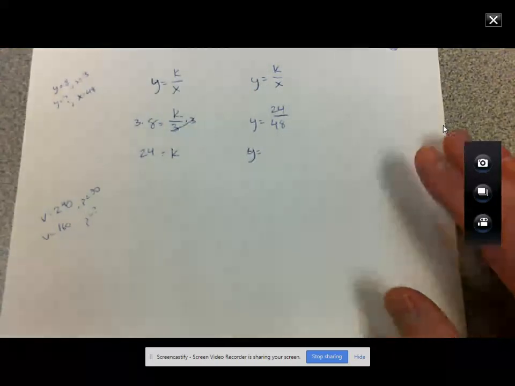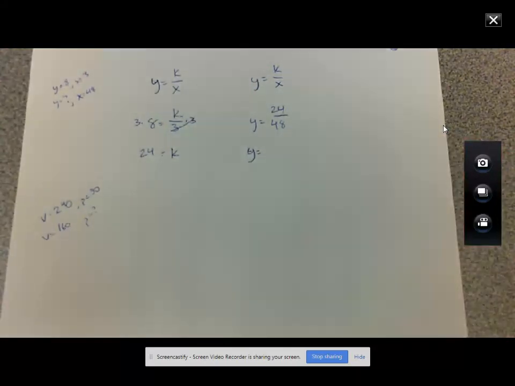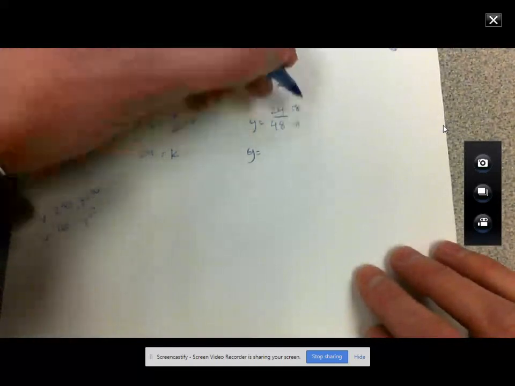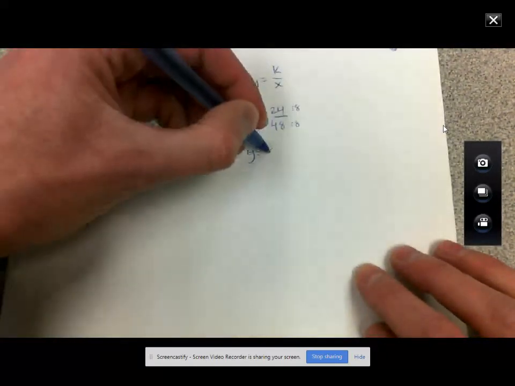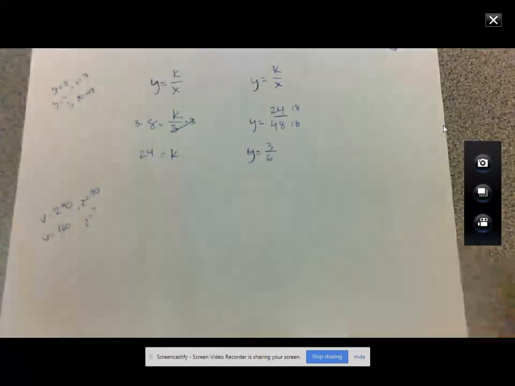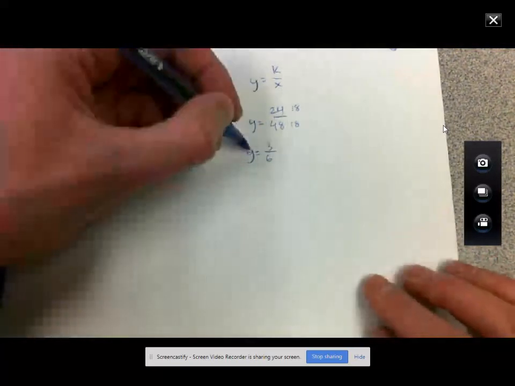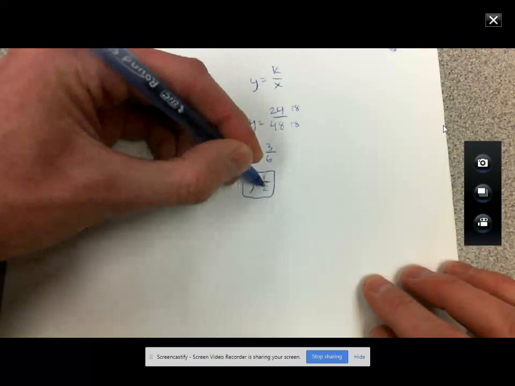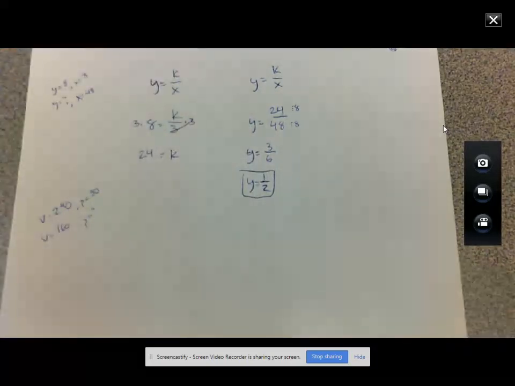We have a fraction. I can reduce that. I should be able to divide them both by 4 and get what, 6? 8. I can divide them both by 8. So if I divide 24 divided by 8 and 48 divided by 8, I get 3 over 6. Oh, it's half. Duh. Sorry. 24 over 48 is going to be half. So there we go. y equals 1/2.